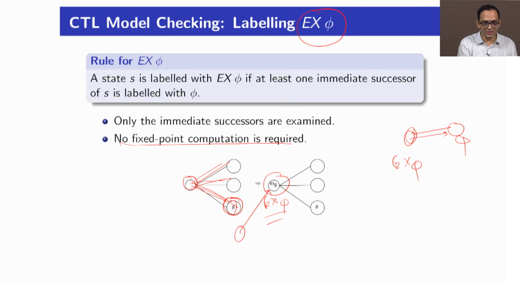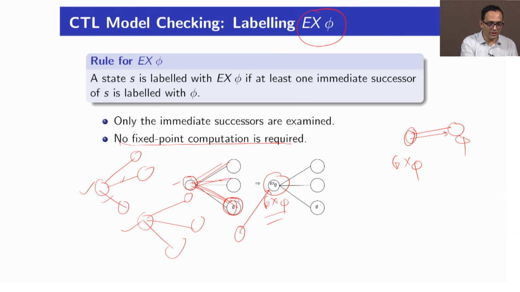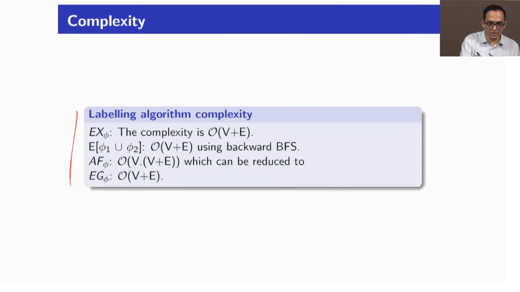So I have to effectively visit all nodes and all edges to identify EX phi. Because for this node I visit this transition, then there will be another node from where I will visit its next states, and so on. So effectively I am visiting all states and all the edges, so the complexity should be order of V plus E. This is what is written here.